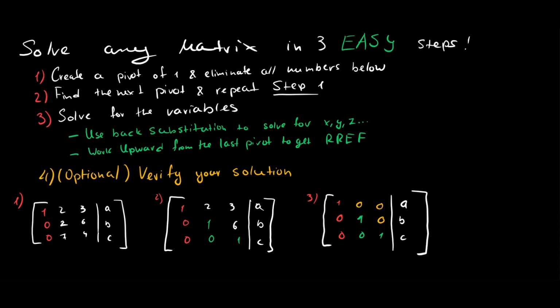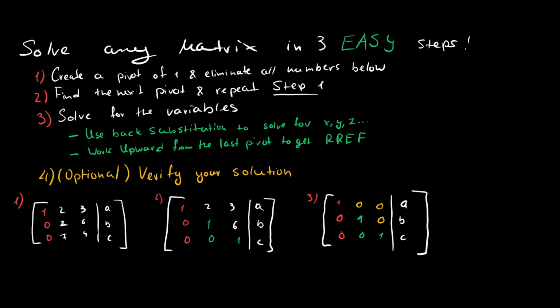The second step is find the next pivot and repeat step 1. Basically, we have to take a look at the next column. We have to make the pivot number as 1, and then we have to eliminate the number below. So we do that for the second column, we do that for the third column. If there is 4 or 5 or 6 or any number of columns, we do it for all of them.